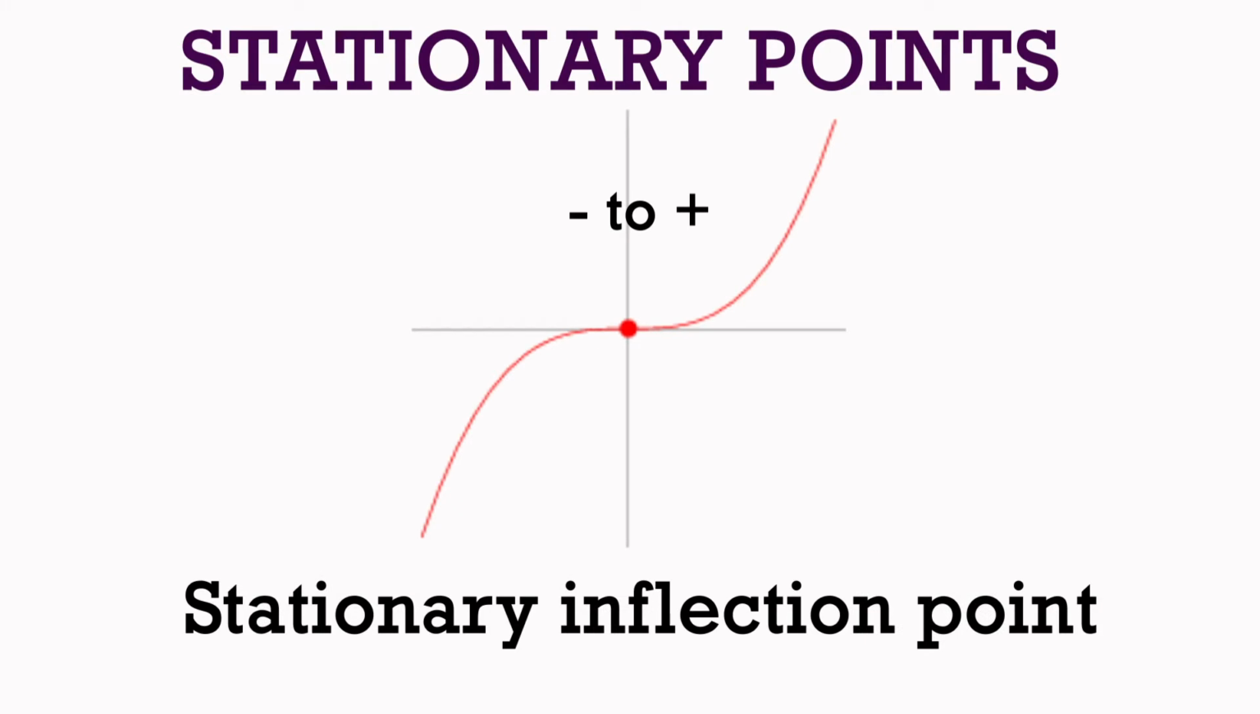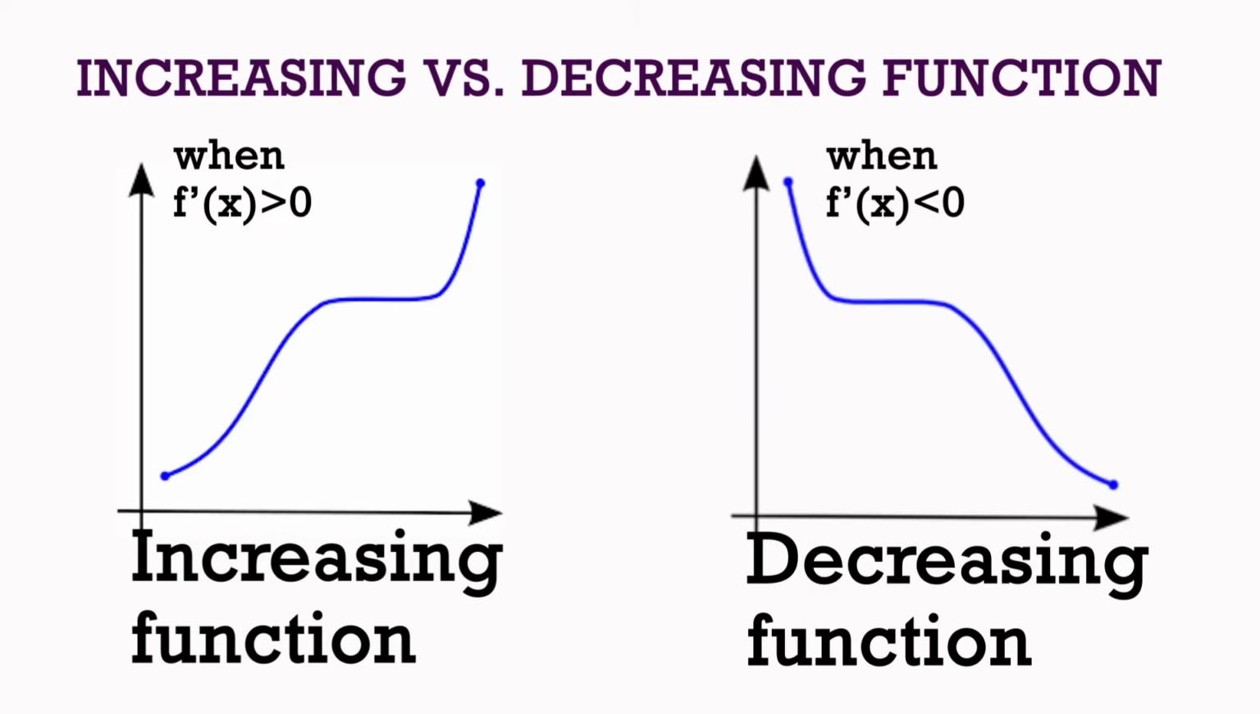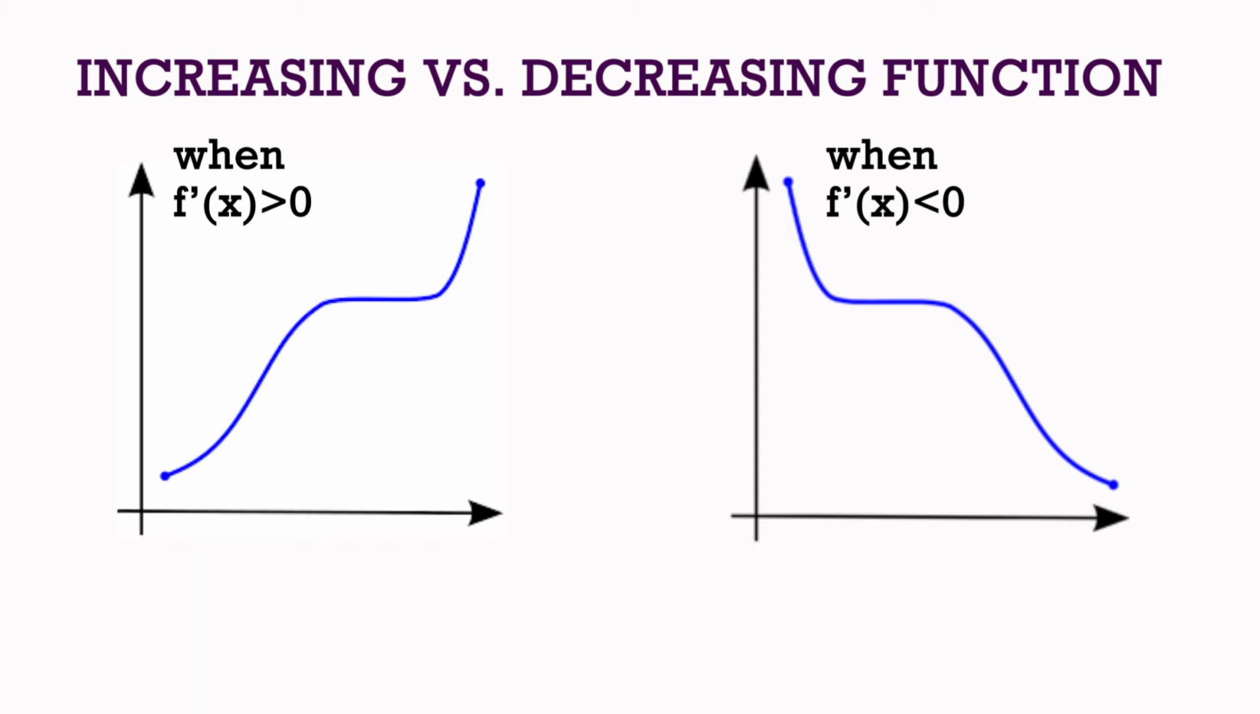We have a stationary inflection point graph, which is going from negative to positive, or it could be said that the function was decreasing, and after this point, it has begun increasing. Here are examples of increasing and decreasing function graphs. On the left, we have an increasing function graph, which happens when the first derivative is greater than 0. And on the right, we have a decreasing function graph, which happens when the derivative is less than 0.